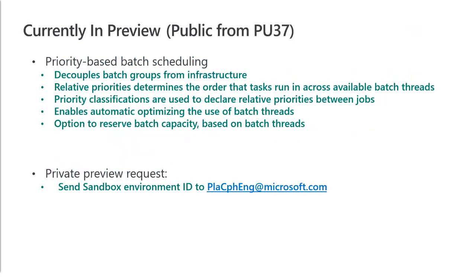So the main feature I'm going to demo today is the priority-based batch scheduling. It's currently in private preview. It will go to public preview from PU37, so that should mean that people should get access to this in late July, early August, and eventually it will become available for everybody.